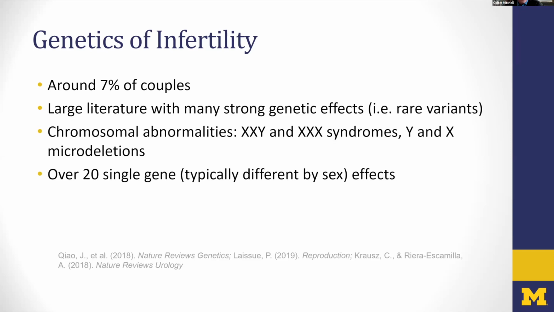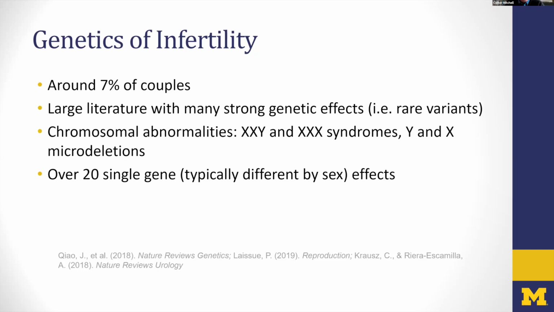There's actually a relatively large literature that has looked at this, and it's not surprising. This gets back to those rare variants. There are some genetic effects like chromosomal anomalies, XXY, XXX, different microdeletions on the X and the Y chromosomes. Those are the sex chromosomes, where it just takes that one mutation or that additional chromosome, and it's almost impossible to have children. Although it happens rarely, it's typically impossible.